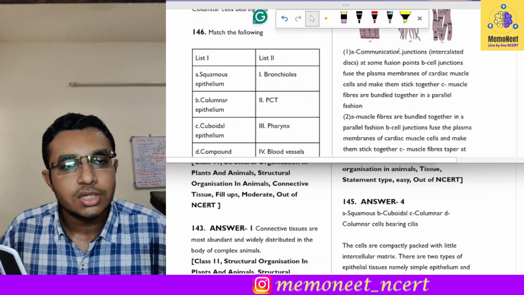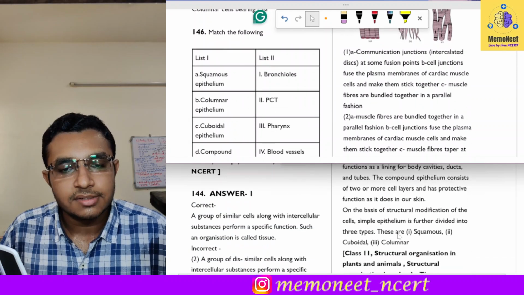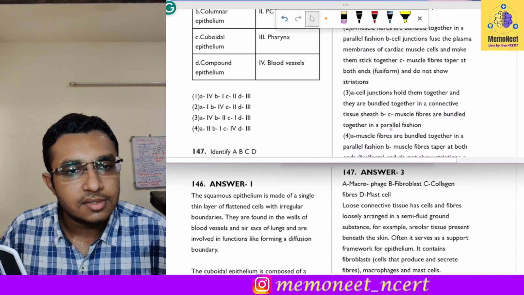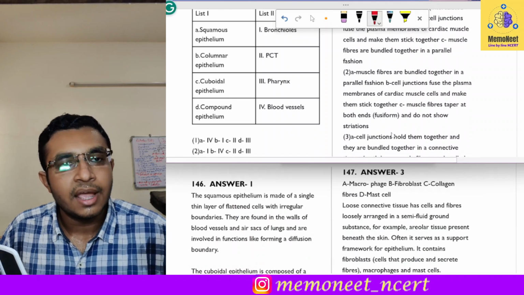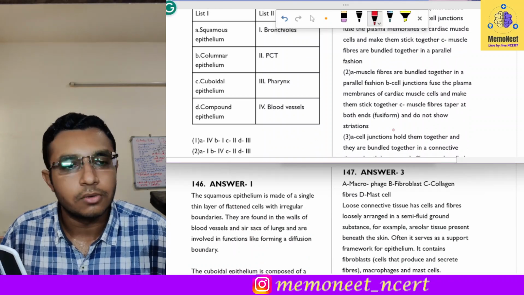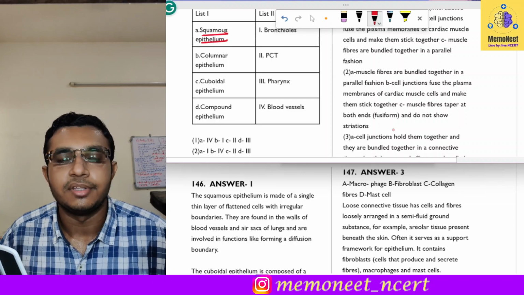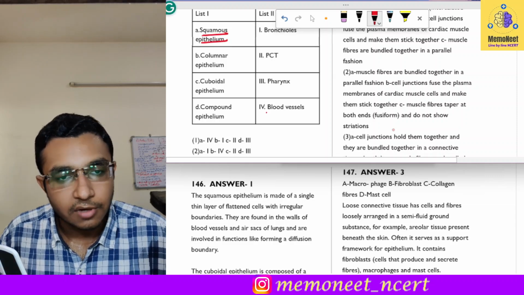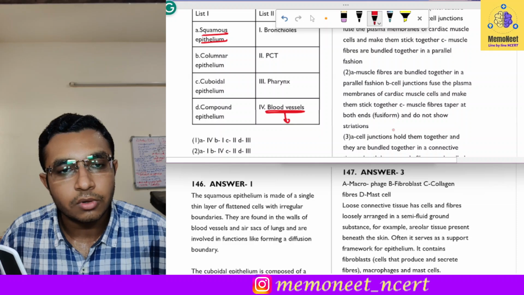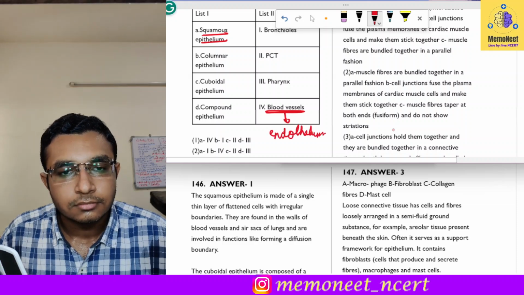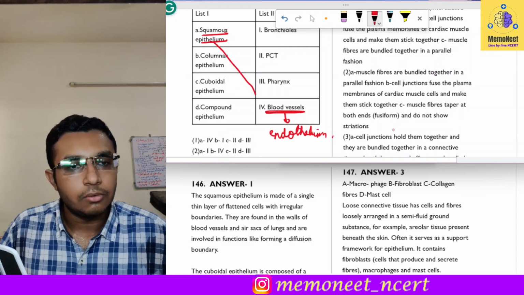The next question is question number 146. It is a match the following type of question, and in this there are different epithelium given and we have to match them with their correct location. So let us see them one by one. The option A is squamous epithelium. Now the squamous epithelium is found in the blood vessels and it is known as endothelium. Okay, so A goes with 4.